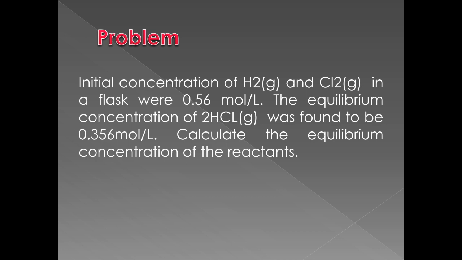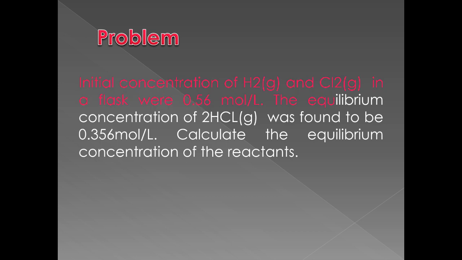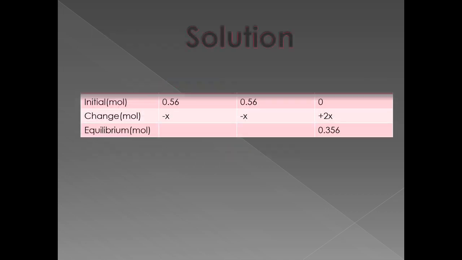Now let's directly solve this problem. The initial concentration of the hydrogen and the chlorine in a flask were 0.56 mol per liter. The equilibrium concentration of the hydrogen chloride was found to be 0.356 mol per liter. Let's now calculate the equilibrium concentration of the reactants using the ICE table. The ICE table goes like this.